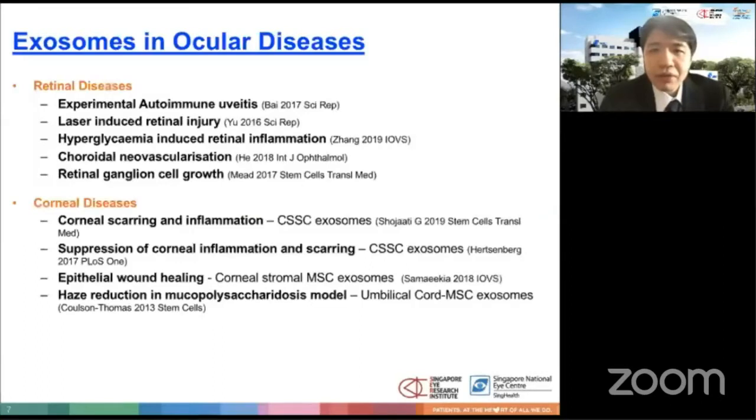Various preclinical studies have also showed the potential therapeutic effects of exosomes in ocular diseases. For corneal diseases, research into exosomes from various cell sources have been used, including corneal stromal stem cells, corneal stromal mesenchymal stem cells, and umbilical cord mesenchymal stem cells-derived exosomes.